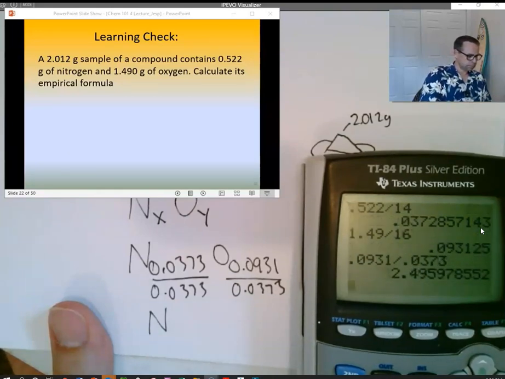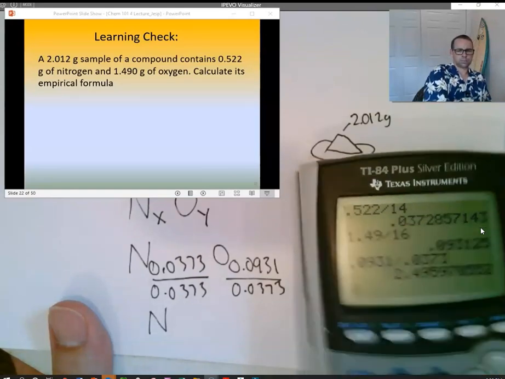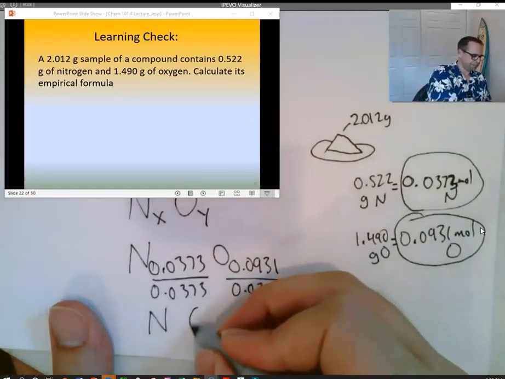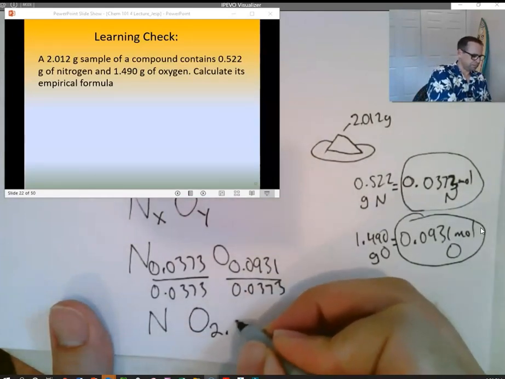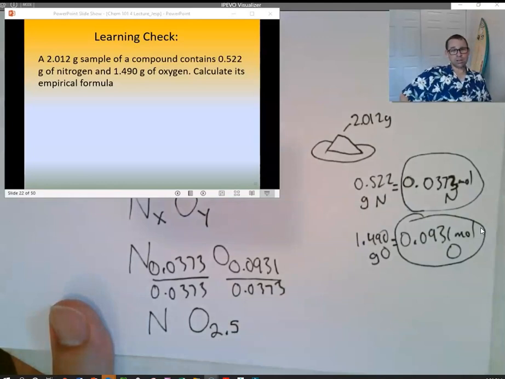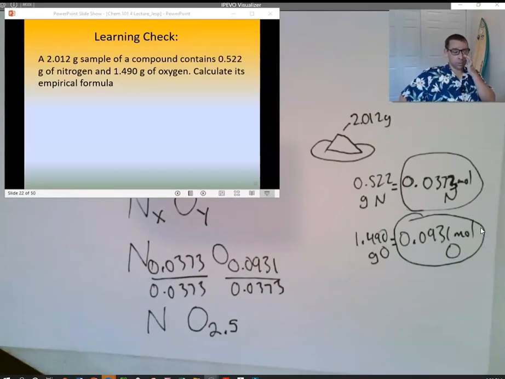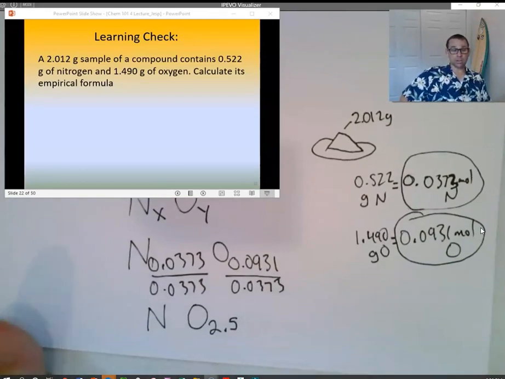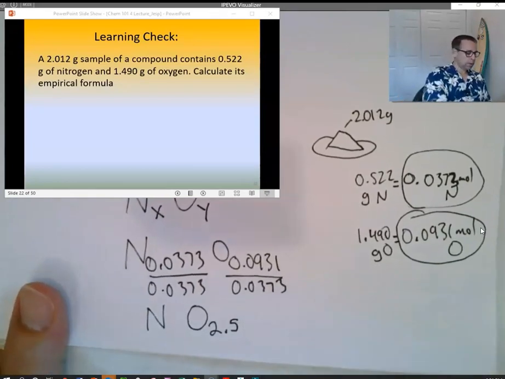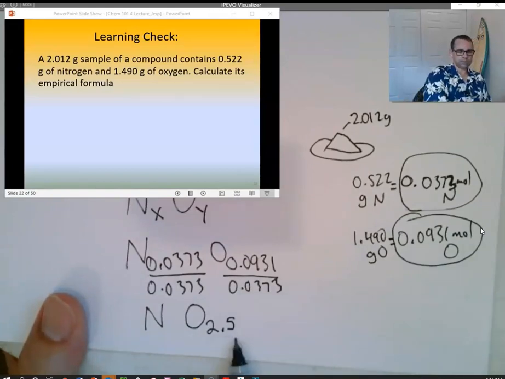0.0931 divided by 0.0373, 0.4949. Okay, essentially 2.5, right? 2.5. Now, unfortunately, 2.5 is not a whole number. How can we get it to a whole number? Because empirical formulas need to be in whole number ratios. So how are we going to get this into a whole number here? Well, what can I multiply 2.5 by to make it a whole number?